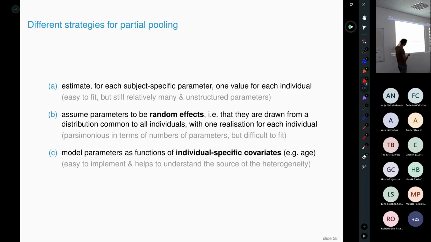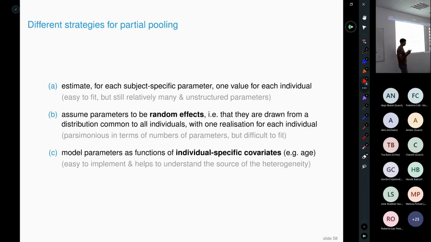If you do have covariates, which are individual-specific covariates like age, fitness, size, whatever, and those covariates you actually assume to explain most of the variation, then that's the easiest and best way to go, because that's easy to implement, that's easy to do, and also it actually tells you something about where the variation comes from. So that's really nice.